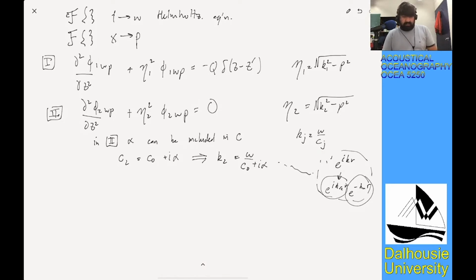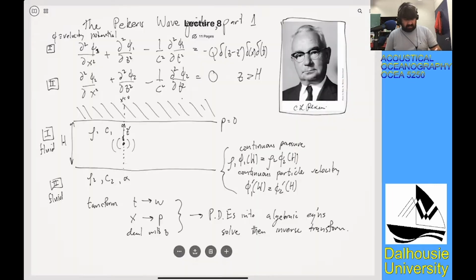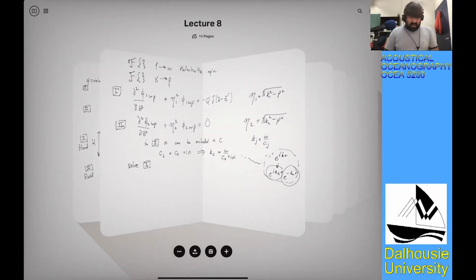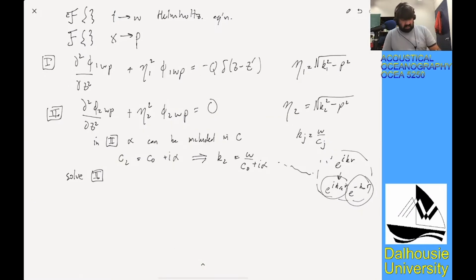Okay, so let's solve. We wrote down our equations, now we need to start solving them. So let's solve 2. And what are we going to solve 2 with? Well, let's go back, because there's one boundary condition we didn't talk about here. What happens to waves going this way? Radiation condition. So we actually have the surface, we have 2 at the interface, and 1 at infinite depth. So let's apply that radiation condition right away. So solve 2 with the radiation condition.